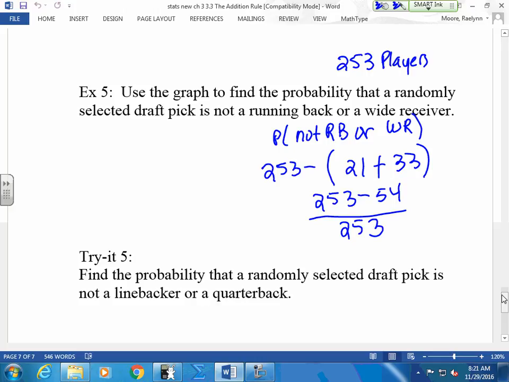Okay, find the probability that it is not a linebacker or a quarterback. We would do the same thing. We would pick up, can a person be a linebacker and a quarterback at the same time? Heck no, right? Offense and defense, and that could be either offense or defense, right? So it can't be a quarterback and a linebacker. So these, again, are mutually exclusive. You add those together, subtract them from 253, and then build your probability.